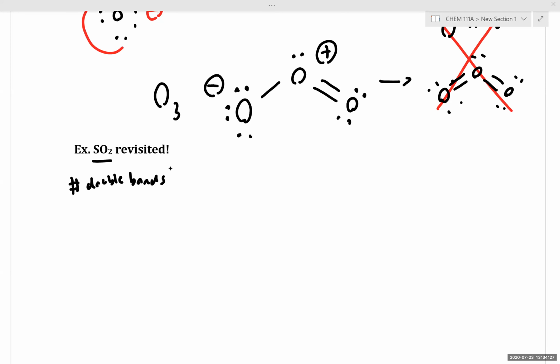Well, if we have a plus 2 charge on bromine, how do we get rid of that plus 2 formal charge? We need to form 2 bonds, exactly right. And that in turn gives us the following expanded octet structure.